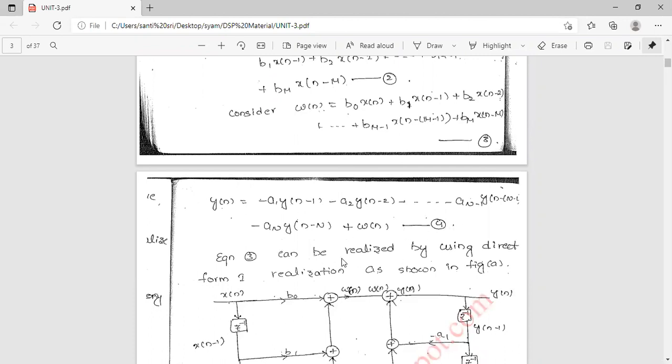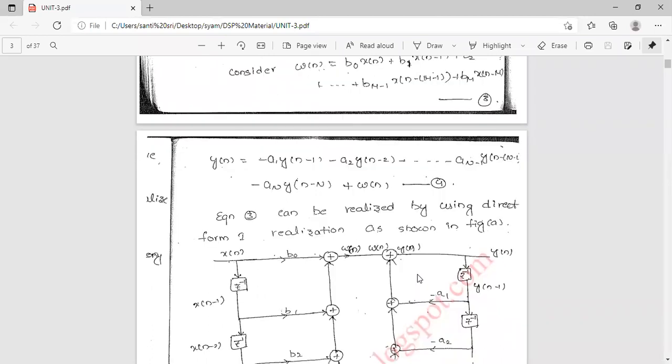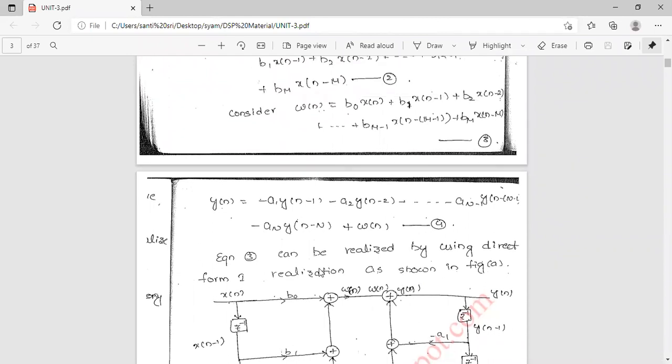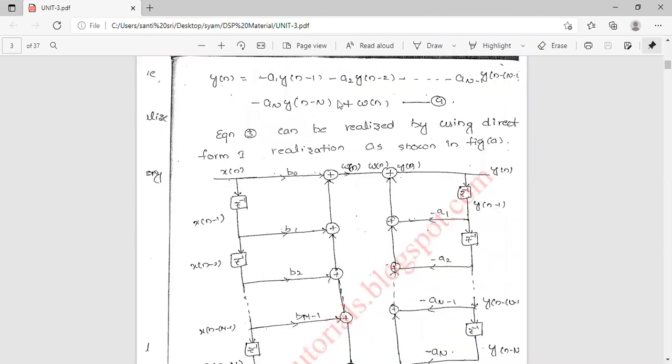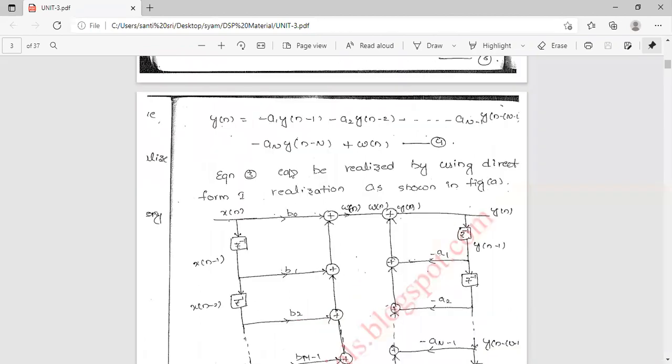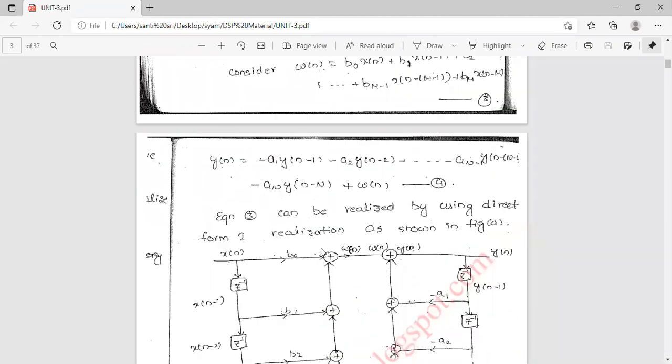So equation number 3 can be realized by using direct form 1 realization like this following figure. Okay, so this is x of n. What is equation 3? That is w of n is equal to b naught into x of n plus b1 into x of n minus 1 plus b2 into x of n minus 2 plus and so on up to bm into x of n minus m. So it can be written like this. So this is x of n into b naught, that will be summated. This is the summer.